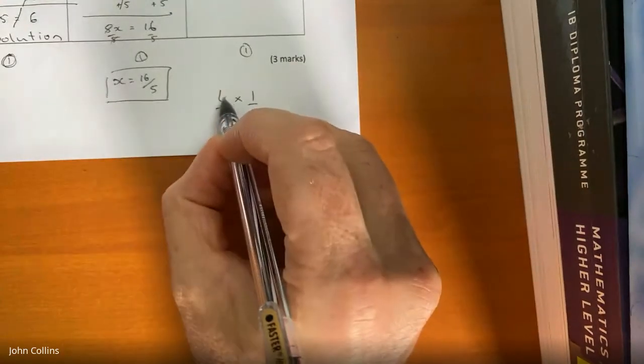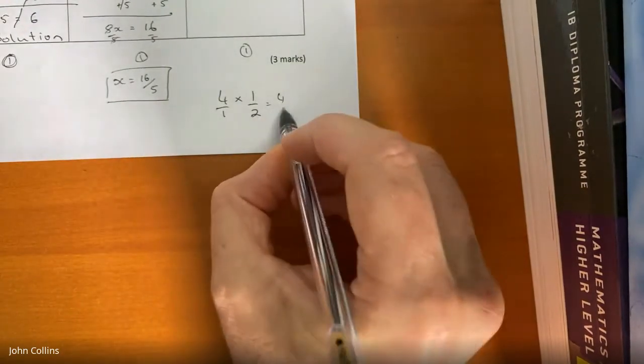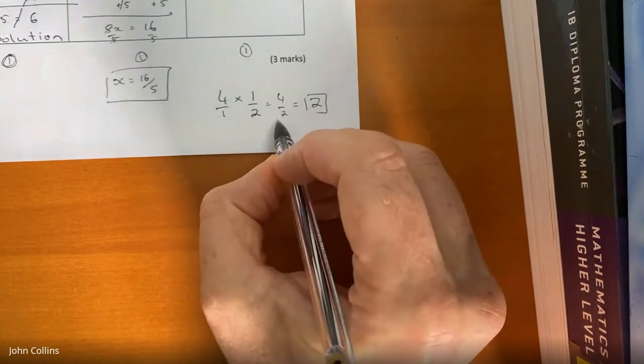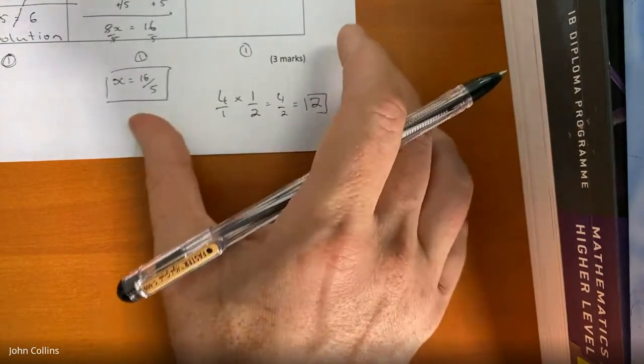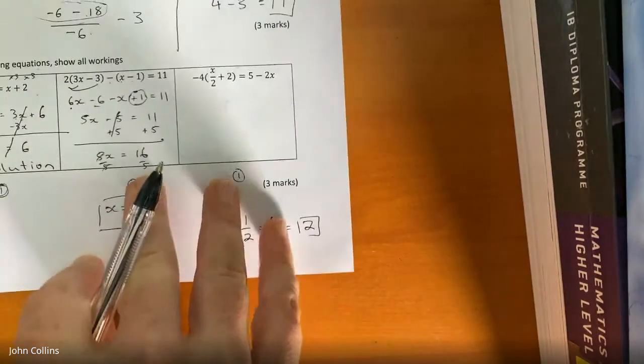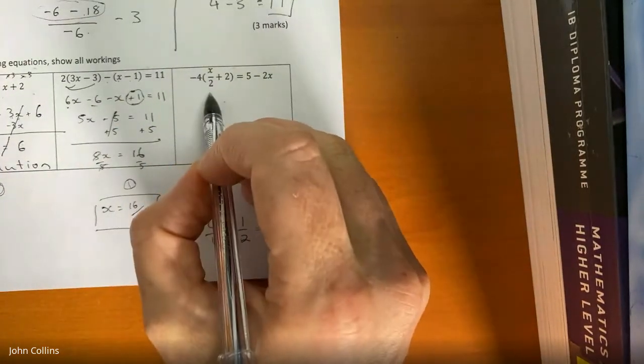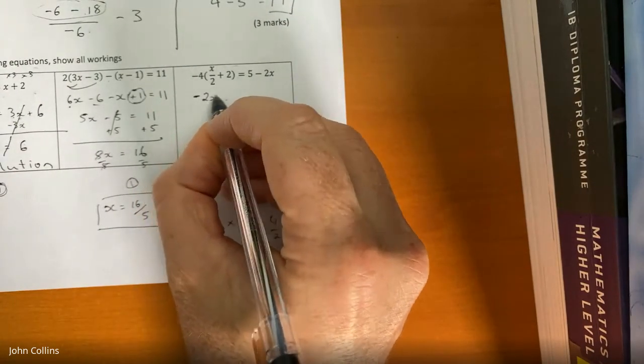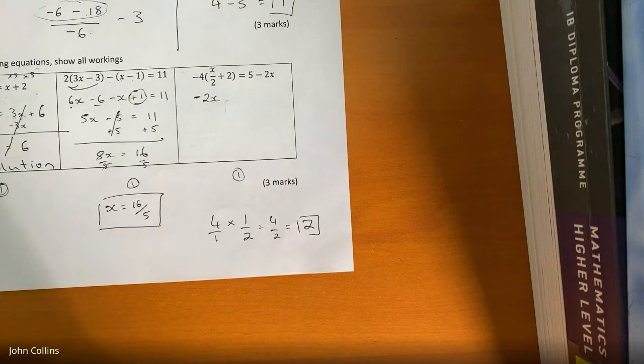Or you could do your operation. 4 times 1 is 4. 1 times 2 is 2. And 4 divided by 2 is 2. So 4 halves is 2. Now, the same thing applies here. 4 half of x's would be 2x. So in this case, it's negative, but the same thing applies. It's negative 2x for the same reason as down below.